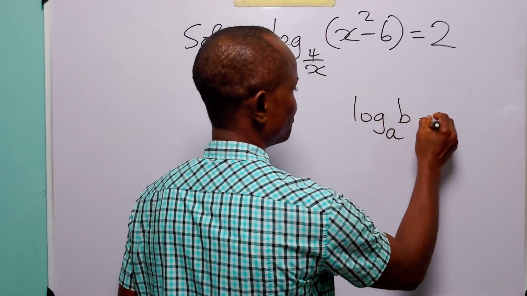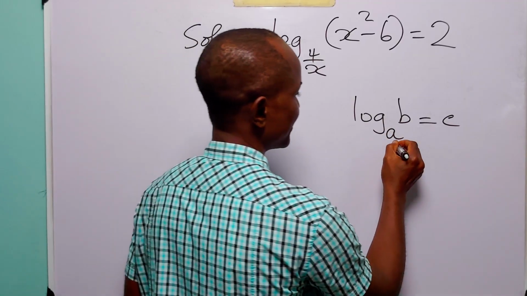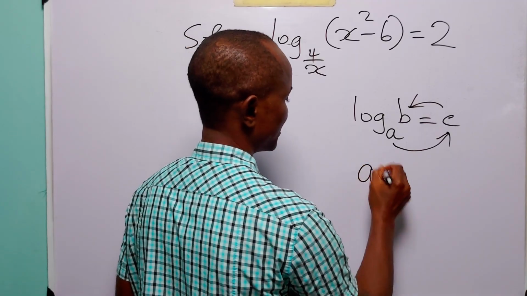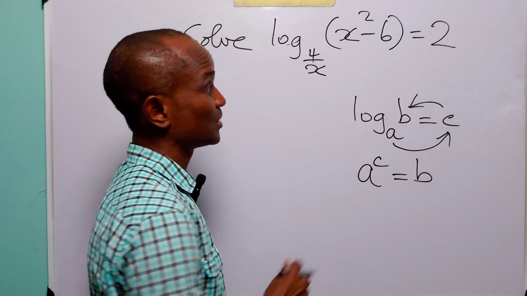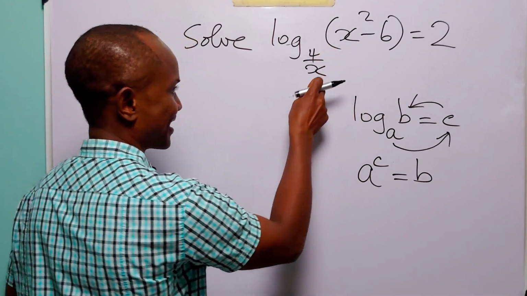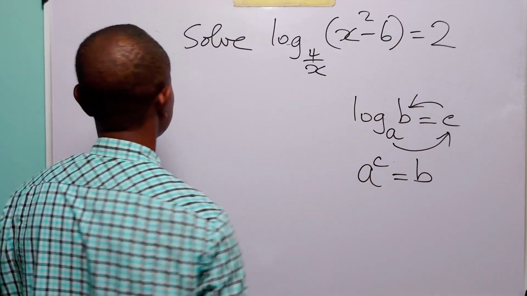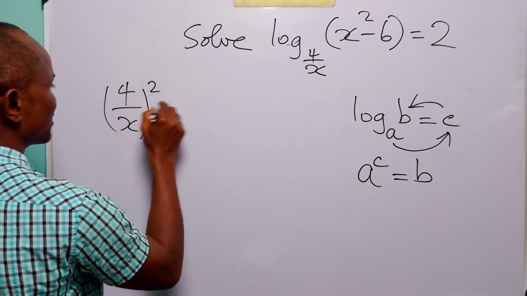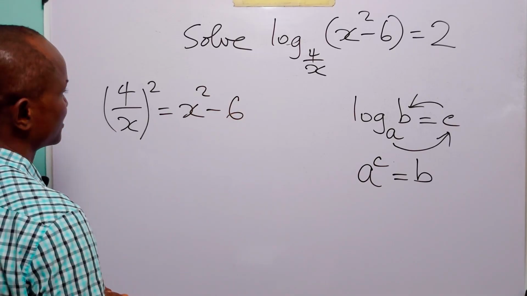log to base a of b is equal to c, that this also means that a to the power c is equal to b. That means that we can rewrite the given logarithmic equation as (4 over x) to the power 2 is equal to x squared minus 6.